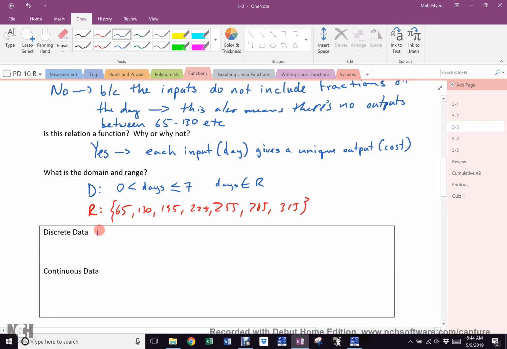Discrete data is counted. Continuous data is measured. Does everybody understand the difference? Let me give you an example if you do not. How many fingers? Discrete or continuous? Discrete. 1, 2, 3, 4, 5. You cannot measure my amount of fingers because there is no measurement of finger that is anything between 0 and 1, 1 and 2. Everybody understand?